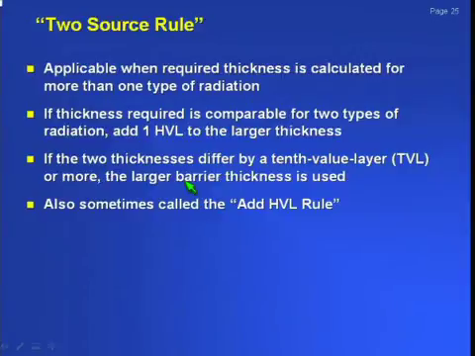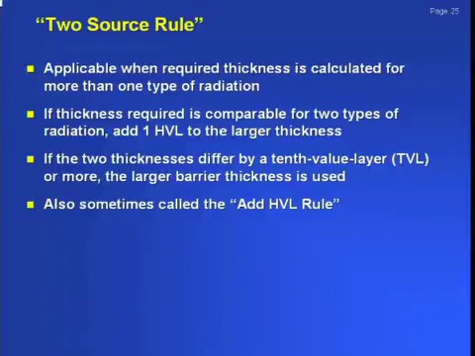What is the two-source rule? It is applicable when your required thickness is calculated for more than one type of radiation. That may mean scattered radiation plus primary radiation. So as soon as you have two of those, you default to what we were taught originally in school: add a half value layer to the larger thickness. That is your comfort zone.